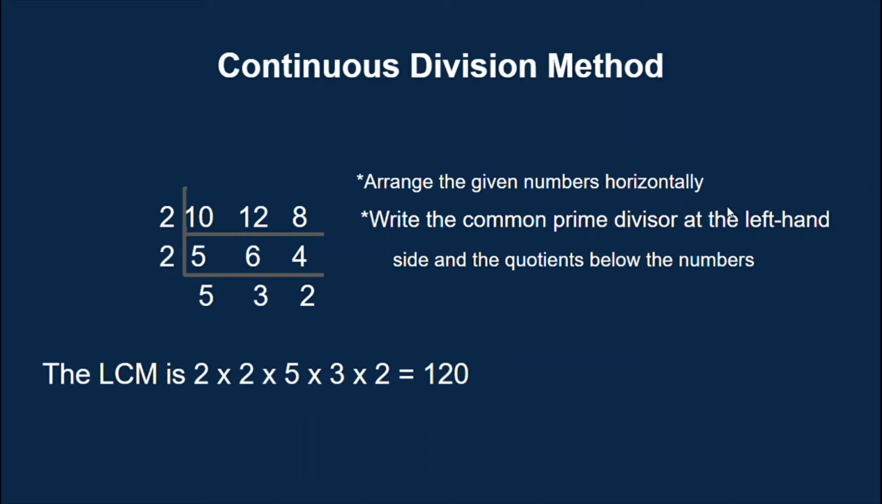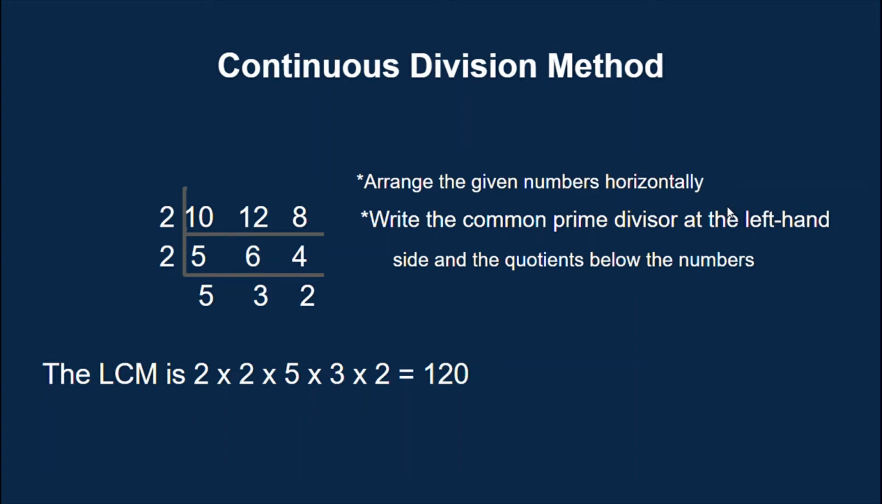Let us divide. 10 divided by 2 is 5. 12 divided by 2 is 6. And 8 divided by 2 is 4. Now, continue the process until all of the numbers are prime numbers. Since 5 is already a prime number, we're just going to bring it down.